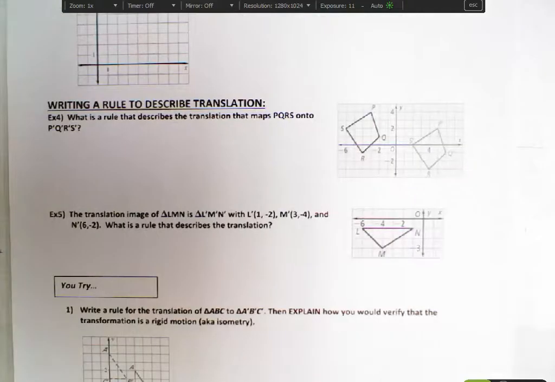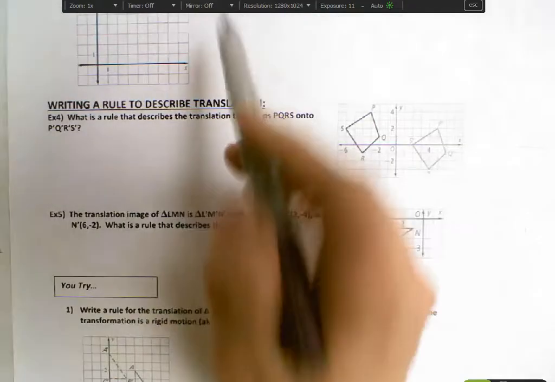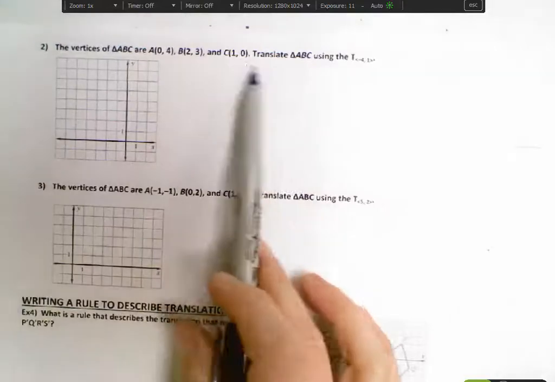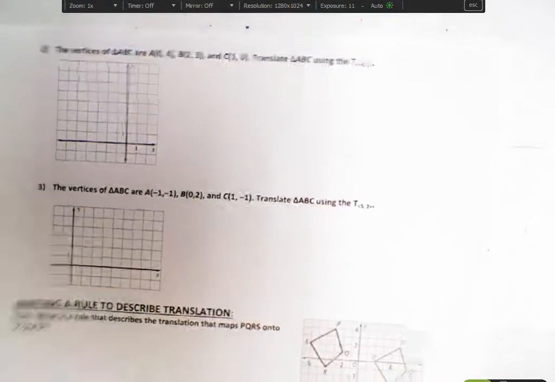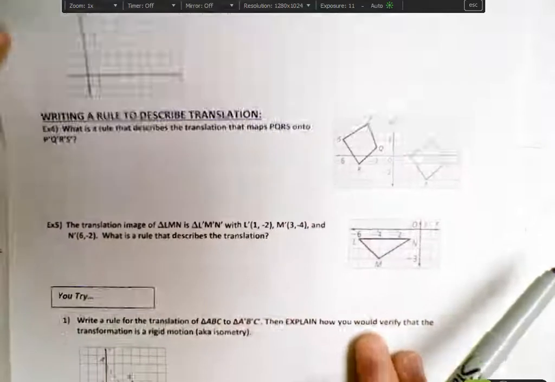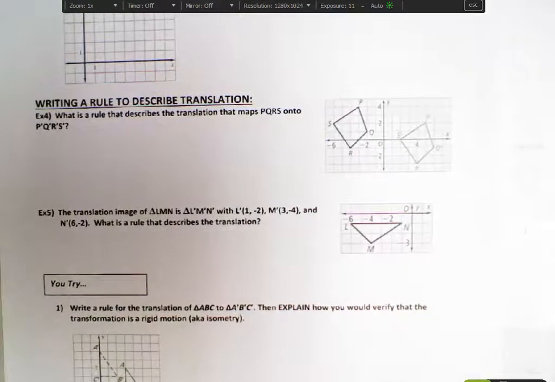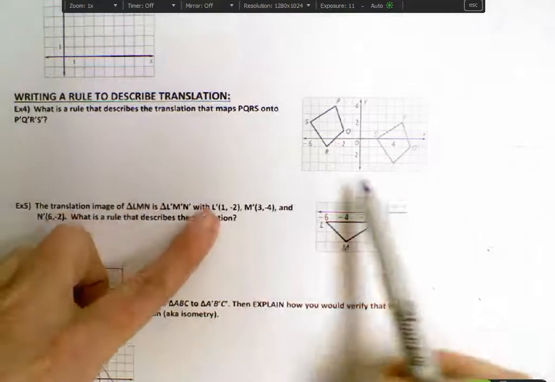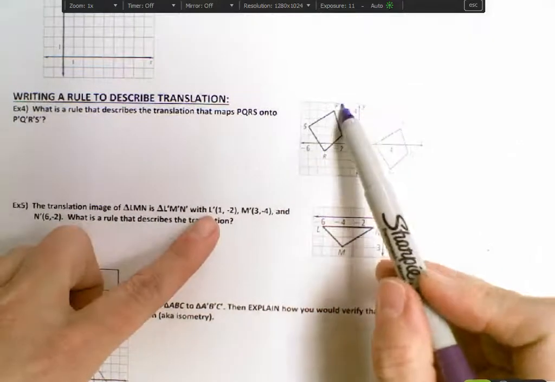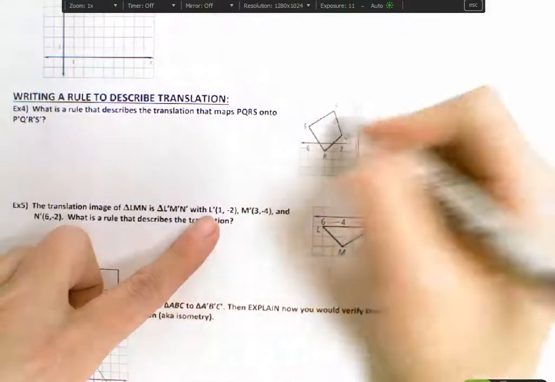Alright, so we're going to now just do the opposite of what we were doing before. We were given some figures, then we translated it based on a mapping or a function rule. Now we're going to go backwards. Now we're going to write a rule based on what we're given. So we're going to use the graphs to do this. It's pretty easy. So this first one we take a look at. This must be my pre-image because there's no primes on it. So this is my pre.